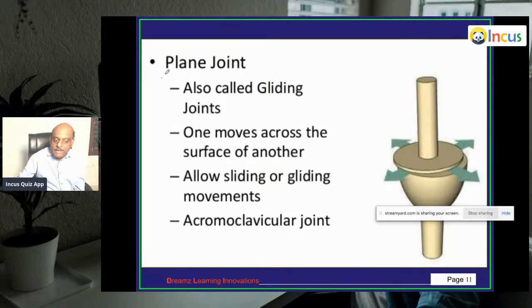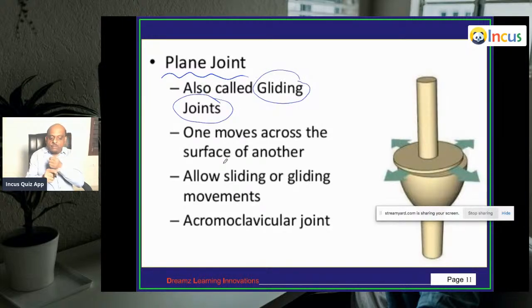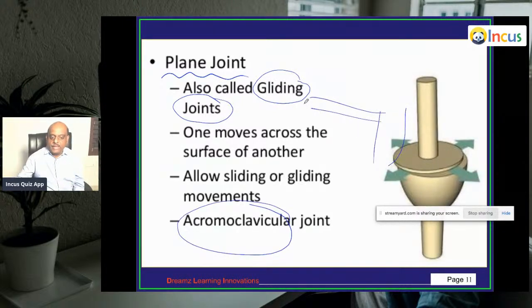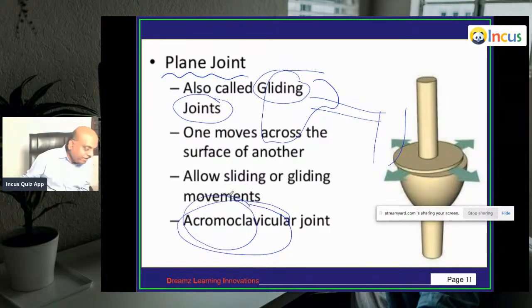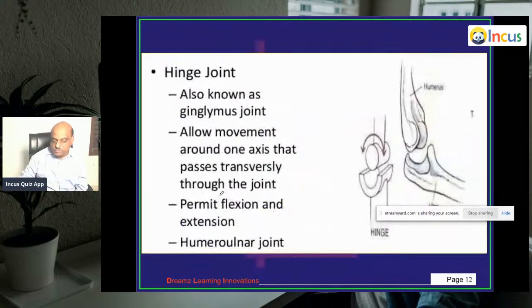Now, a plane joint is also called a gliding joint. Here, one bone moves across the surface of another. The clavicle has a sternal end, and along the scapular side it has the acromioclavicular joint. That is a classical example of the plane joint, is what you need to remember.